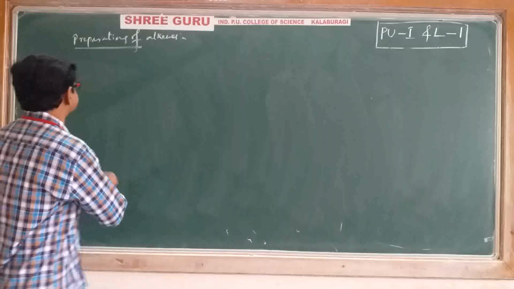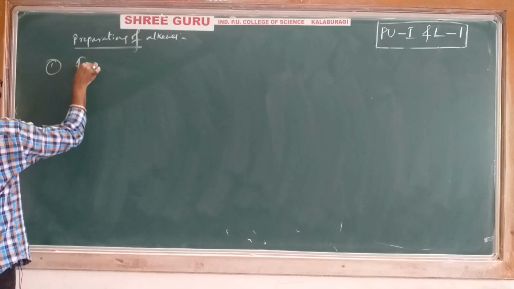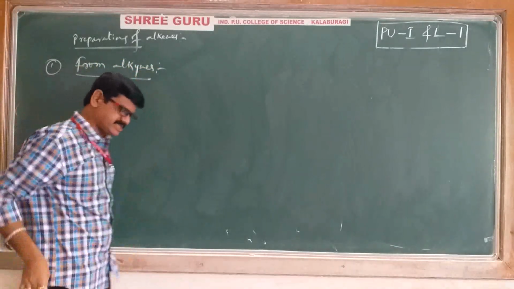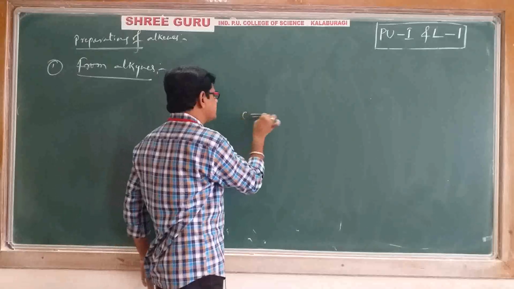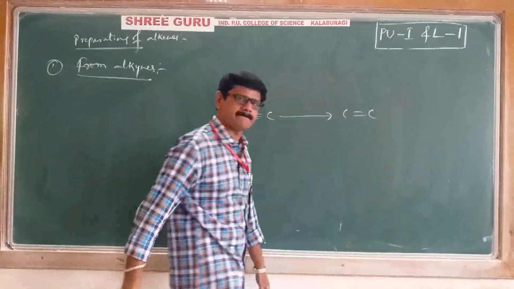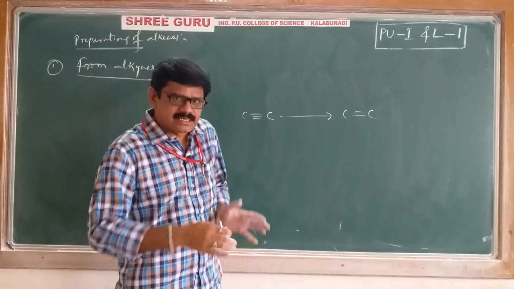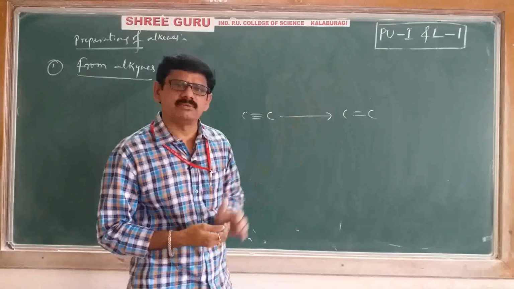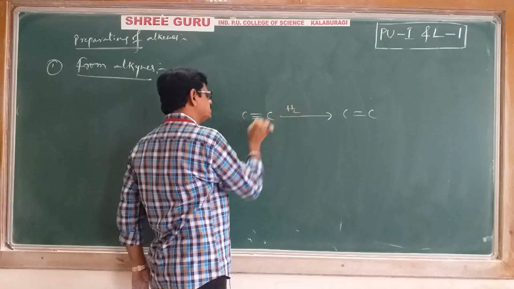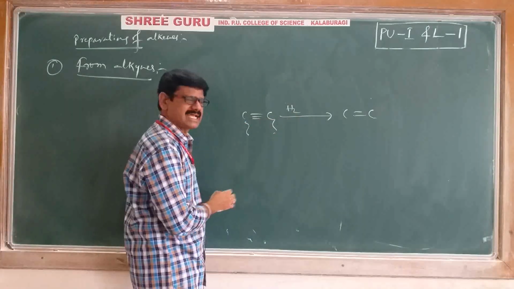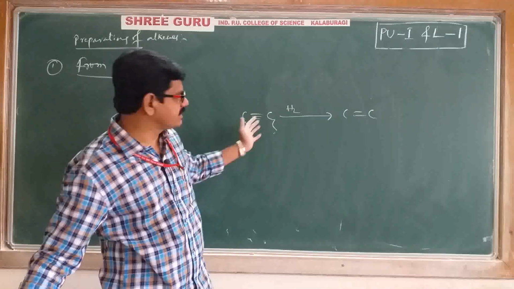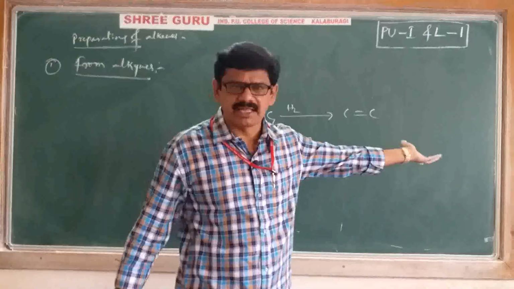First preparation, number 1, from alkynes. Let's see now. An alkyne is nothing but a carbon-carbon triple bond. Now our target is that the triple bond should be converted to a double bond. How is a triple bond converted into a double bond? Very simple. If you add a hydrogen molecule, one hydrogen will add here, one hydrogen will add here. The triple bond is converted to a double bond. That's it. When alkynes are added with hydrogen, you will get the corresponding alkene.